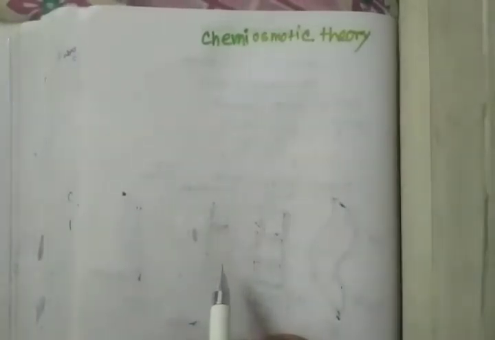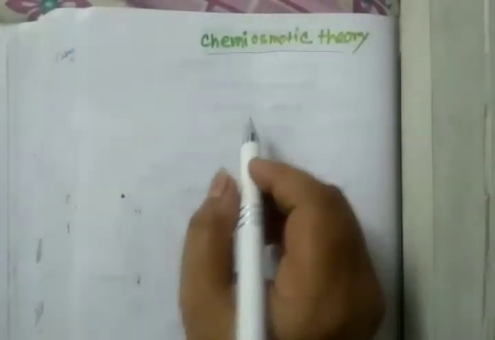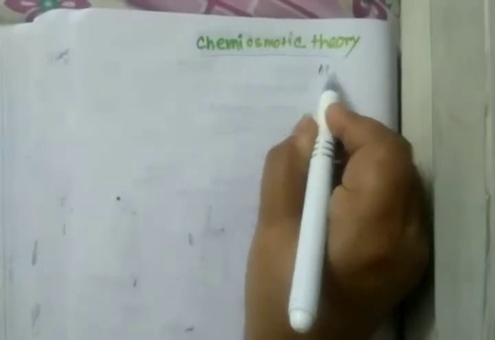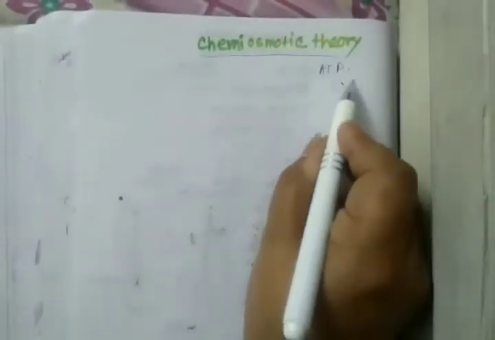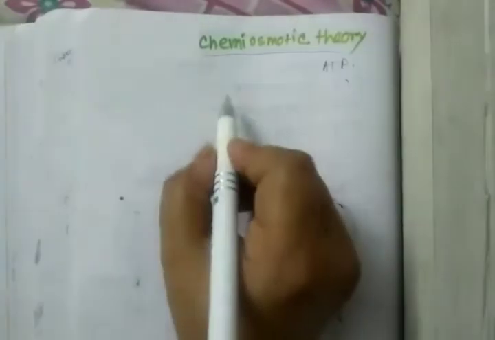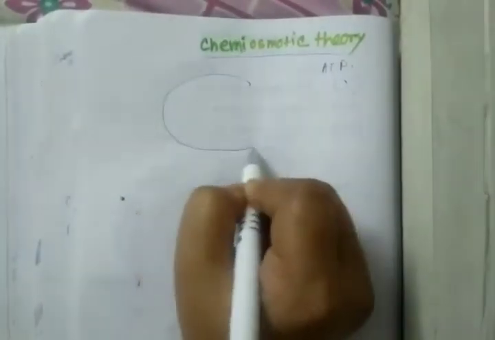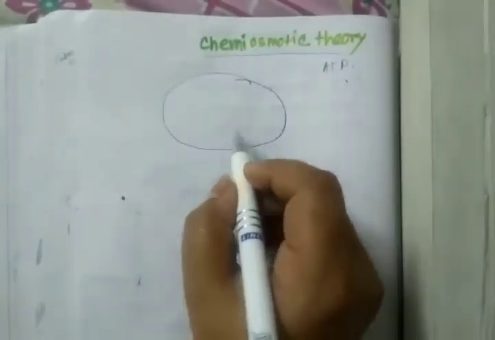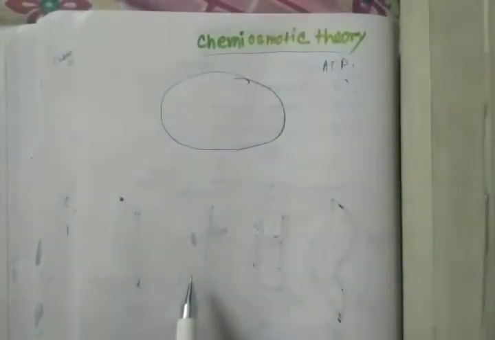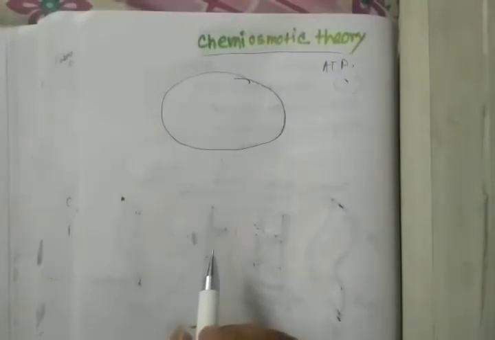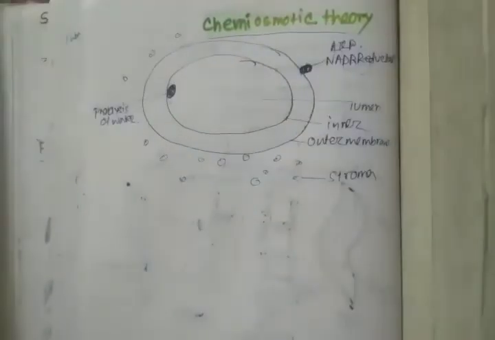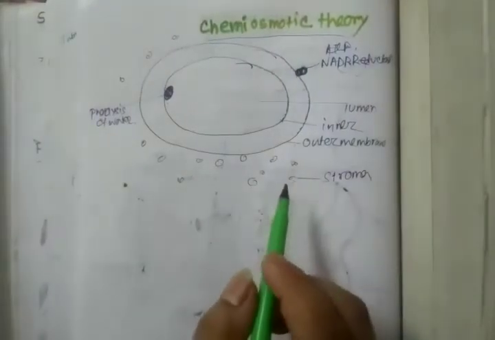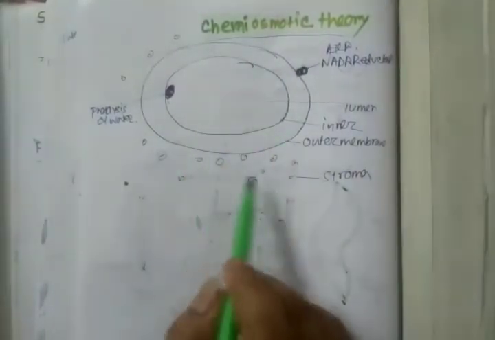In this video, I am talking about chemiosmotic theory. This will help us to know how exactly ATP is synthesized in cyclic and non-cyclic pathways. Let us draw one thylakoid. See what will be present here so that we can understand the exact process of ATP synthesis. Now we know the exact structure of the thylakoid.